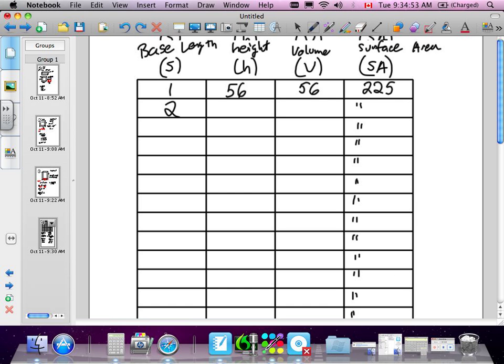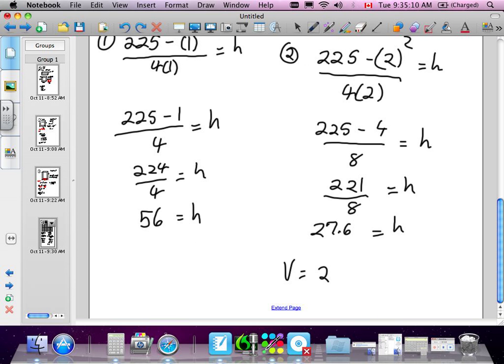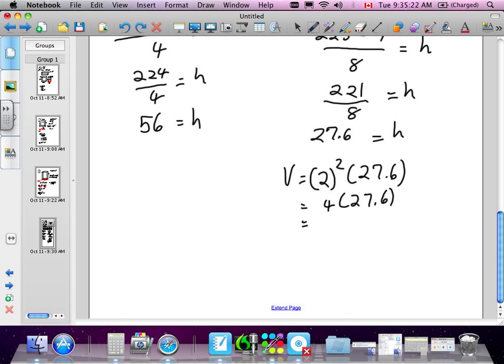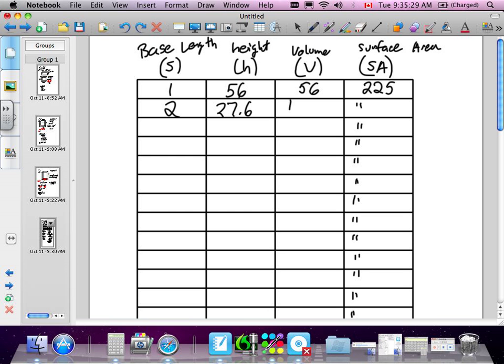Okay? So the height in this case would be 27.6. We have a different height in our prism now if the base is wider, which makes sense because we have a limited amount of material to work with. Now I have to find the volume of that shape. The volume will be our 2 sides squared times 27.6 becomes 4 times 27.6, which becomes 110.5. So our volume is now 110.5.